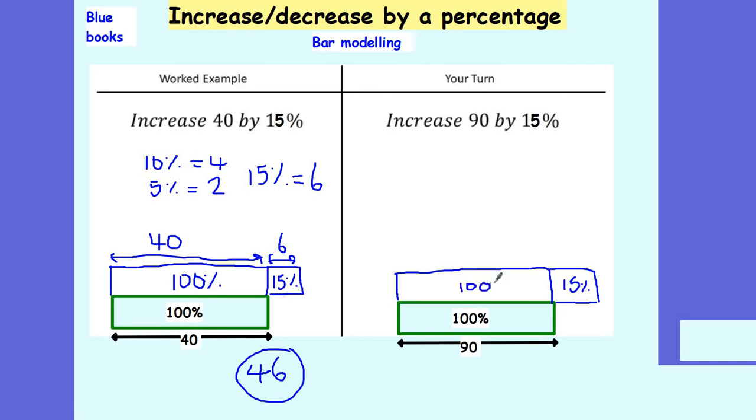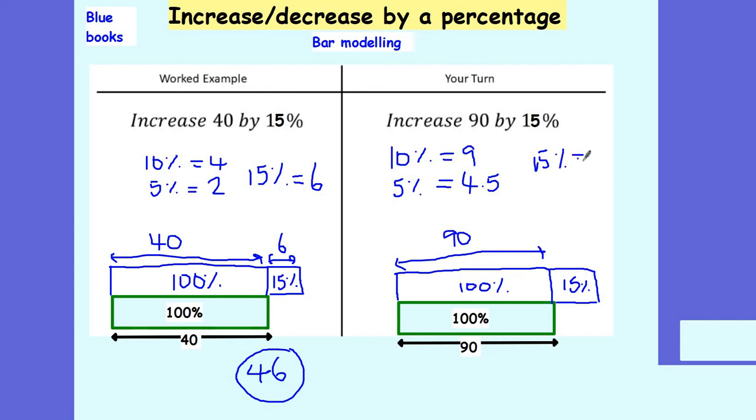Starting off with 100%. 100% of 90 is, of course, just 90. This time, 10% is going to be 9. So 5% is going to be 4.5. Which means, Joseph, that 15% is going to be what? Thanks very much. 13.5. This time I'm tacking that 13.5 on the end of my 90. So altogether I've got 103.5.